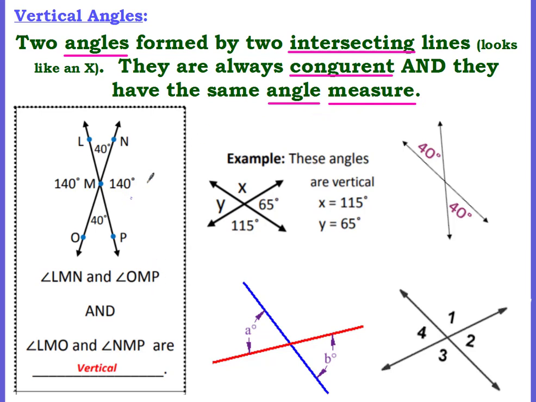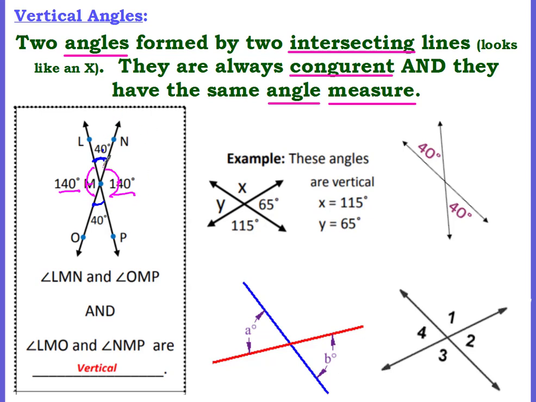Okay, so take a look. Here's the X. You can see the X. So this angle and its opposite angle are congruent. If this one measures 40, then this one measures 40. Then you can look at the other angles. If you look at this angle, the angle opposite that is congruent. If this measures 140, then its opposite angle measures 140.